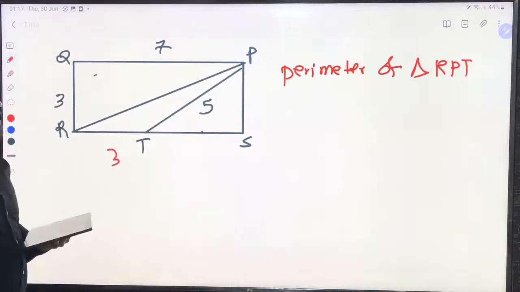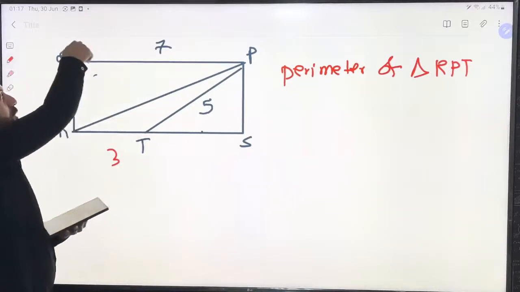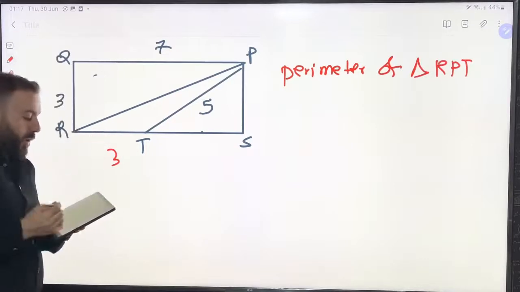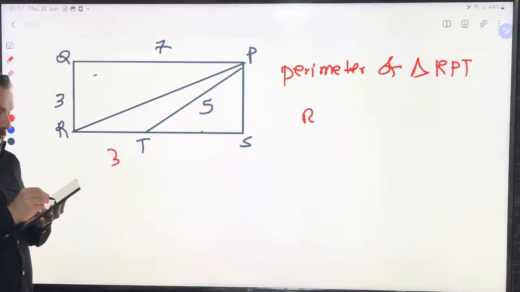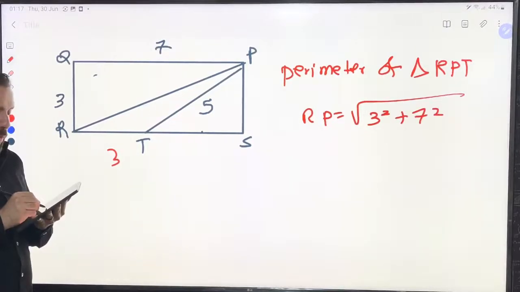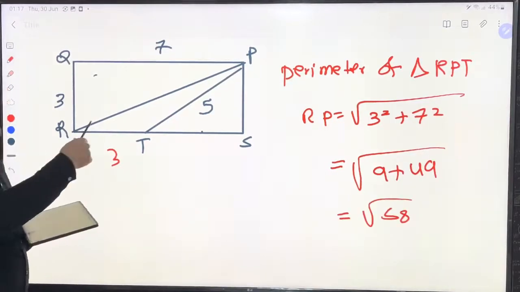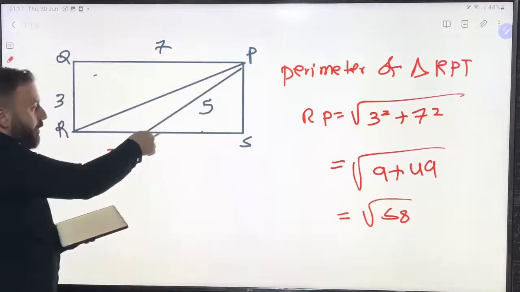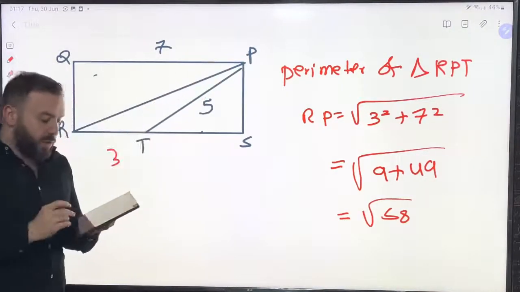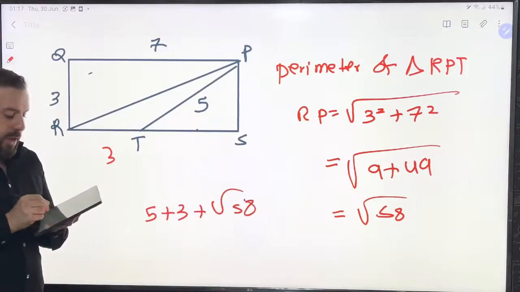side. So in this case, if I want to find the side which is RP, I need to use the Pythagorean theorem: 3 squared plus 7 squared. So RP is equal to radical 3 squared plus 7 squared, which means 9 plus 49, which is 58, right? Radical 58. So in this case, the perimeter is going to be 5 plus 3 plus radical 58, which is equal to 8 plus radical 58.